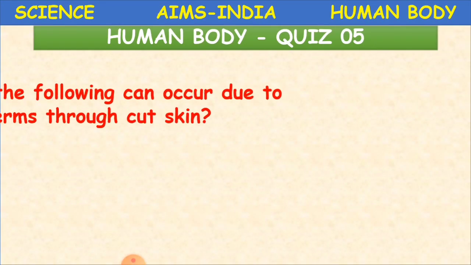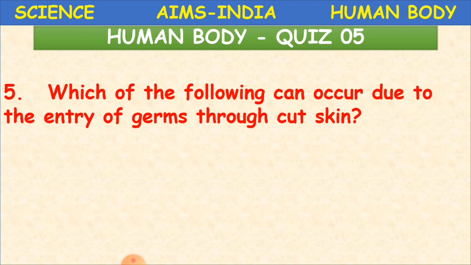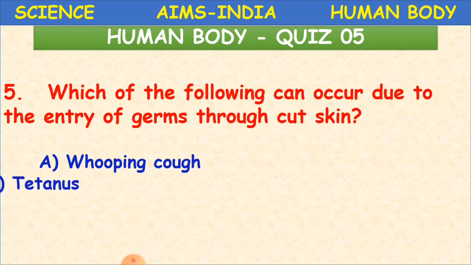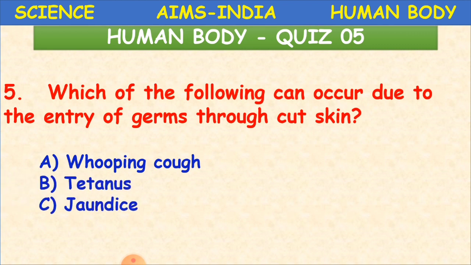And the next question, which of the following can occur due to the entry of germs through cut skin? Is it whooping cough, tetanus, jaundice or dysentery? Which is the disease? That is tetanus. Okay, children? So tetanus. So that is where you get the entry of germs through cut skin.